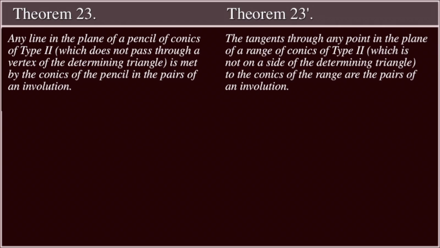Theorem 23. Any line in the plane of a pencil of conics of type 2 which does not pass through a vertex of the determining triangle is met by the conics of the pencil in pairs of an involution. Theorem 23 prime. The tangents through any point in the plane of a range of conics of type 2 which is not on a side of the determining triangle to the conics of the range are the pairs of an involution.